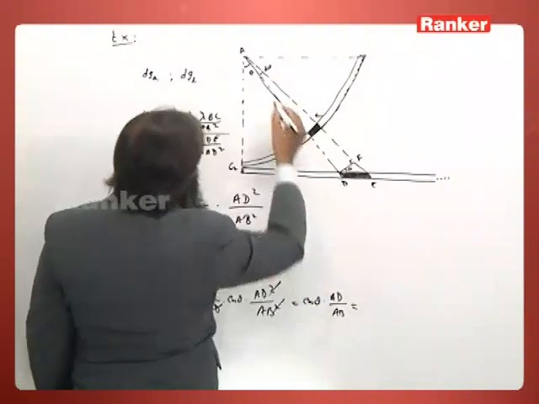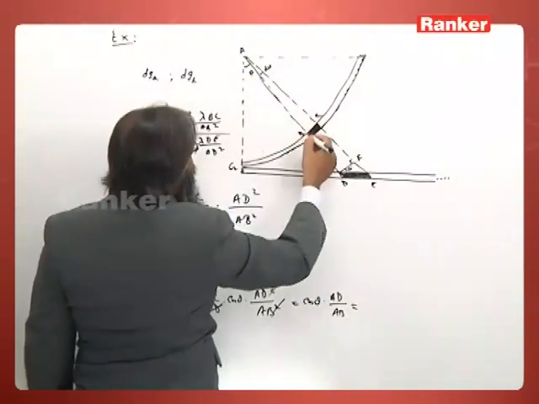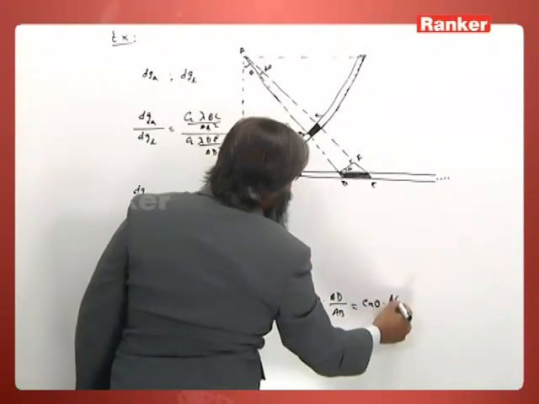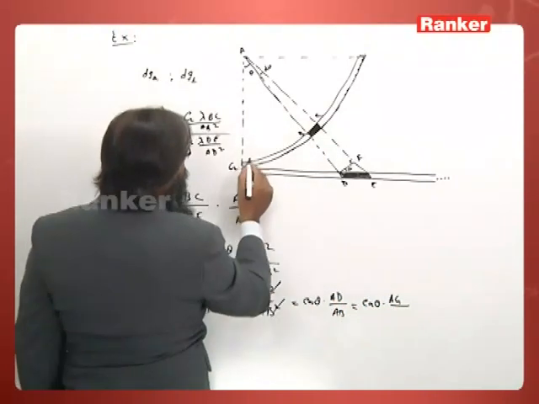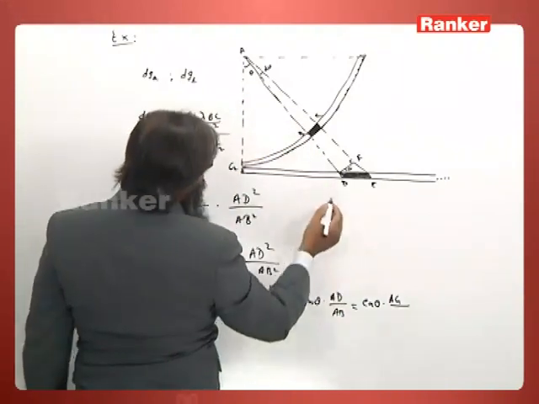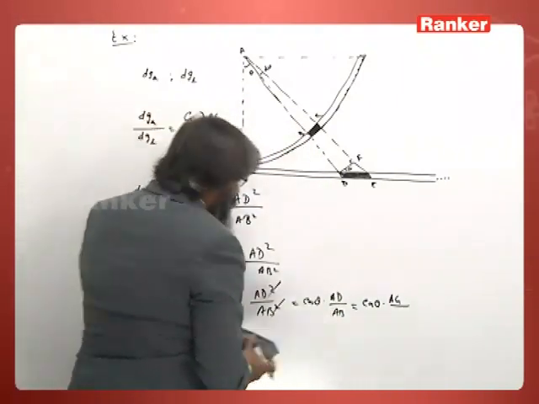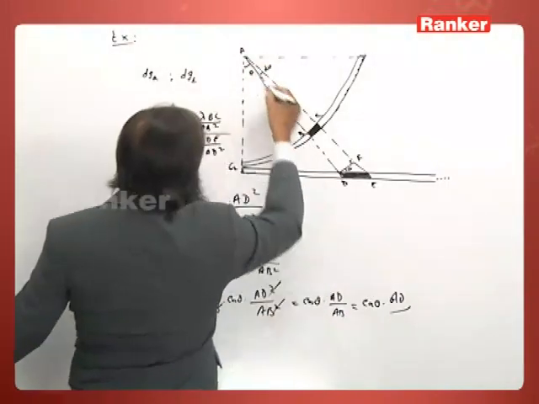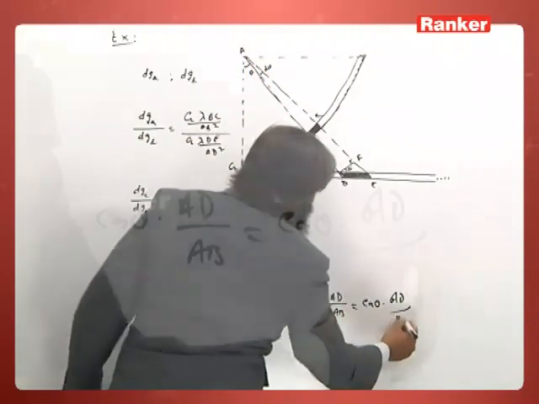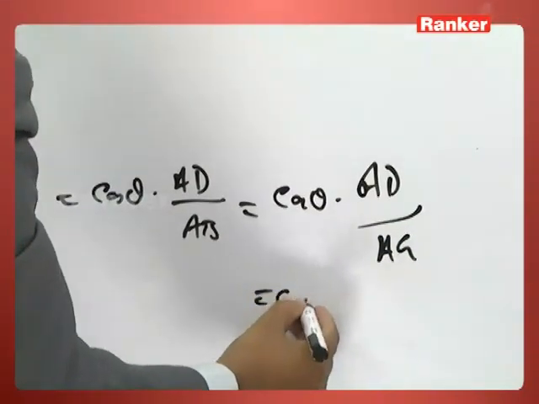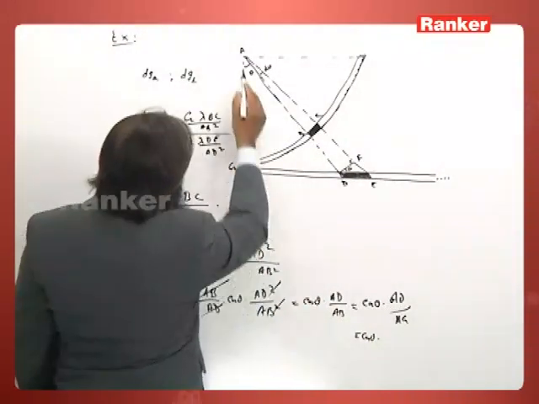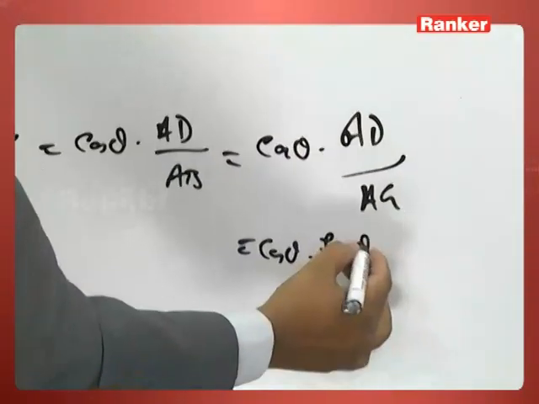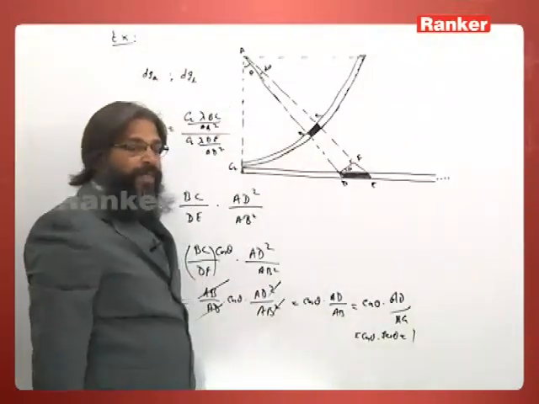AD and AB. AB, this is an arc, so AB can be written as AG. So I will write cos theta into AG upon AB. Sorry, this is AD. AB is written as AG. So AG will be further written as cos theta into AD. AD by AG is sec theta, and that comes out to be 1.